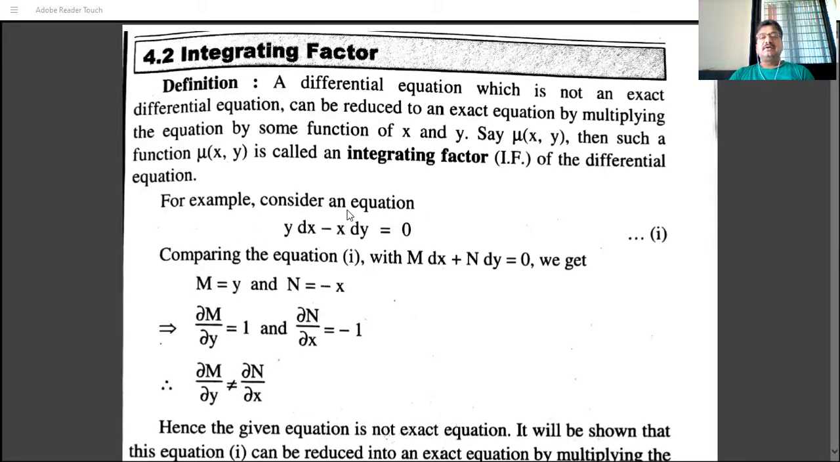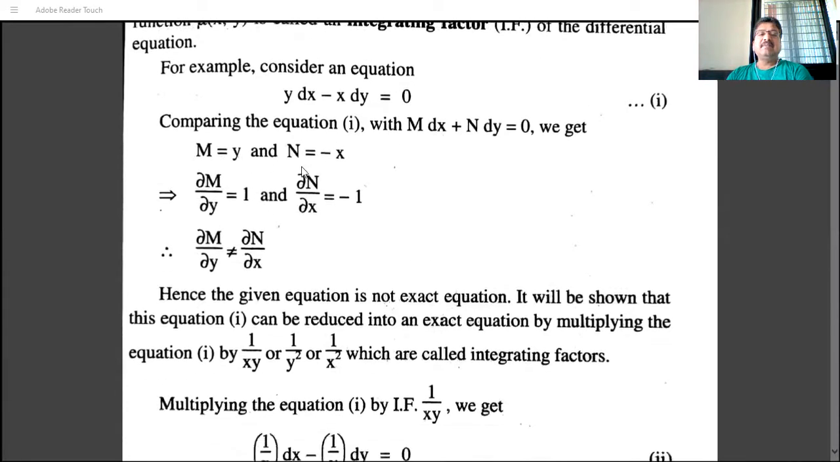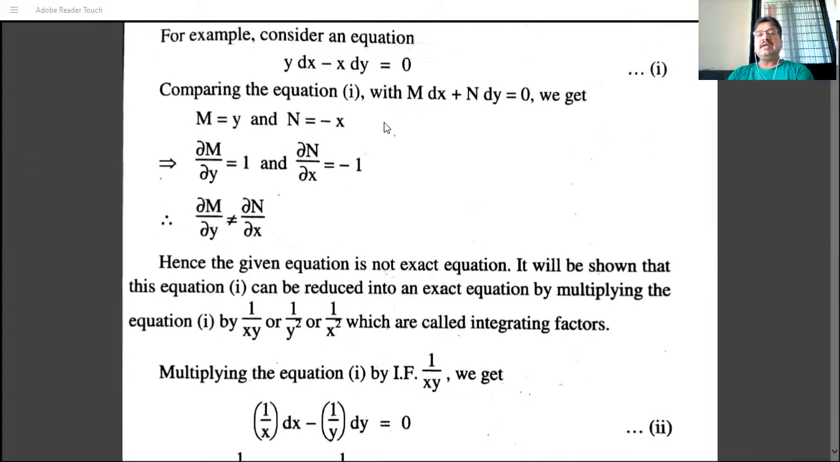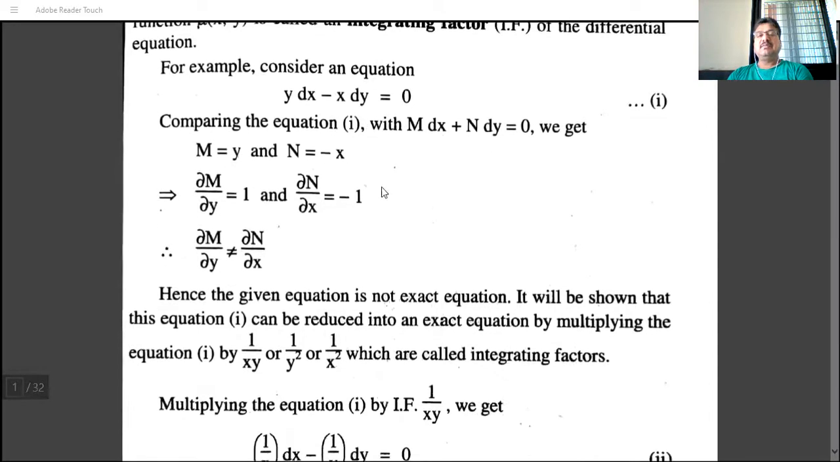For example, consider the equation y dx minus x dy is equal to 0. Compare this equation with M dx plus N dy is equal to 0. M is y, N is minus x, and then ∂M/∂y is 1, and ∂N/∂x is minus 1. These two are not equal, and hence the given equation, equation number 1, is not an exact differential equation.